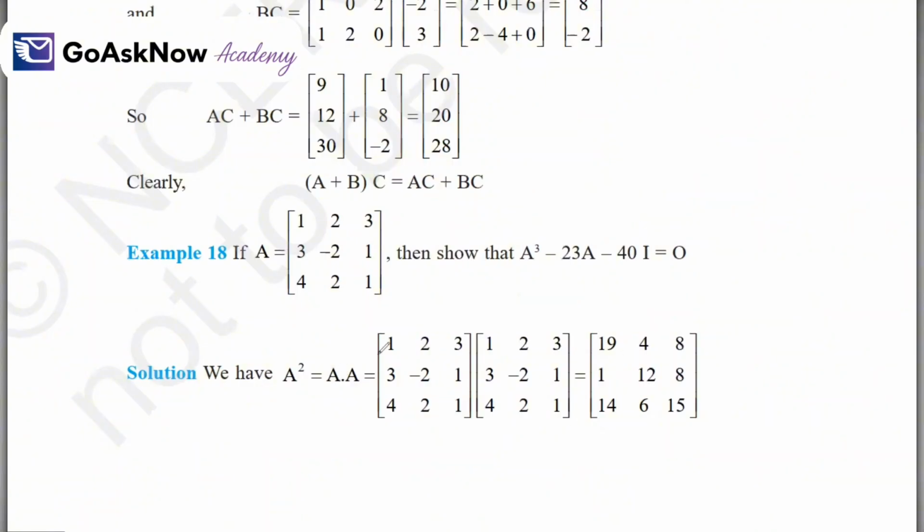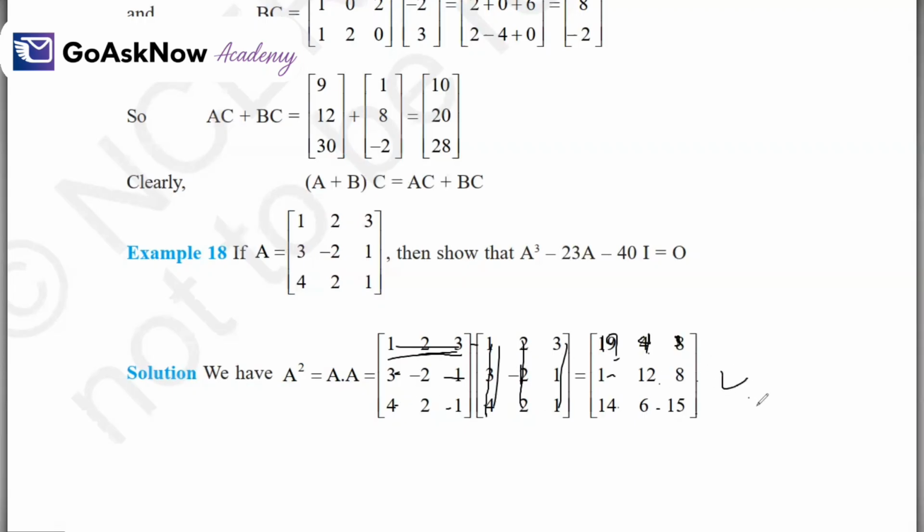Just to do A into A, it will be multiplied to this and added. We will get 19 here. Then it will be multiplied to this and added here. We will get 4. Then this one is multiplied here and you will get 8 here. Similarly, this one we multiply to this, then you will get 1, 12, 8. And 4, 2, 1, you will get 14, 6, 15.